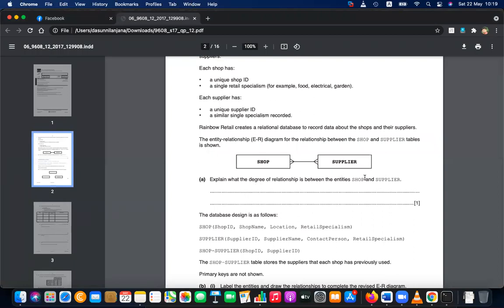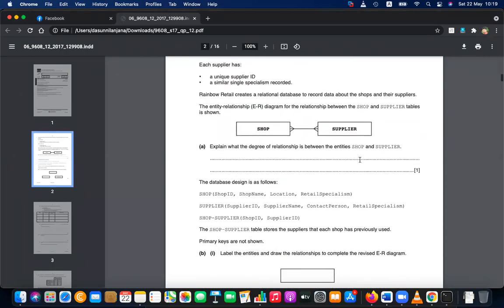And the degree of relationship is anyway many-to-many. So if you're asked to explain and you write many-to-many, you'll get marks. The database design is as follows. So they have rearranged. Right now you can see they have broken this down and split it into two one-to-many relationships.